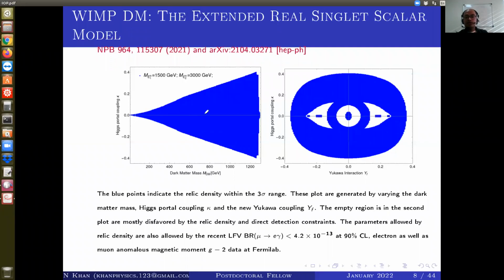So in this plot, we have varied, in this parameter space, kappa versus dark matter mass. We have also varied the Yukawa coupling YF. So basically this one, so that we get this parameter space.